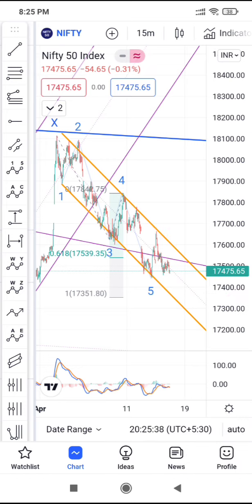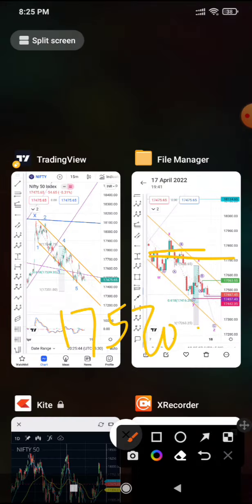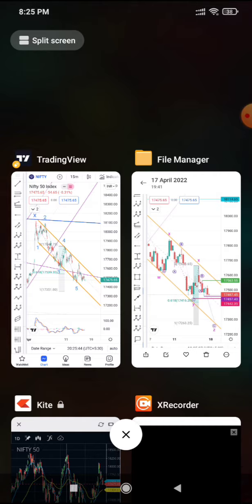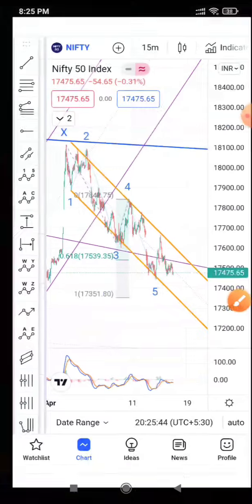What if it breaks this channel somewhere around 17,570? If it breaks that, we had checked this 17,000. What is the move here? If it breaks this, we can assume that it is going up, and then ride for the upside.